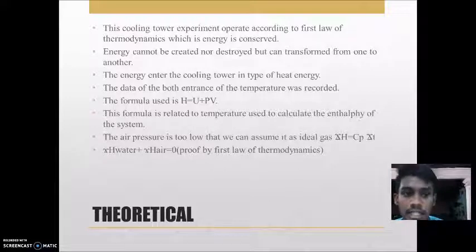Then the theory: this cooling tower experiment operates according to the first law of thermodynamics, which is that energy is conserved. Energy cannot be created nor destroyed, but can transform from one form to another. The energy that enters the cooling tower is heat energy. The temperature data at both entrances was recorded. The formula used is H = U + PV. This formula is related to the temperature used to calculate the enthalpy of the system. The pressure is so low that we can assume it as an ideal gas, so delta H = Cp delta T. Delta H water plus delta H air is equal to 0. This is proved by the law of thermodynamics.